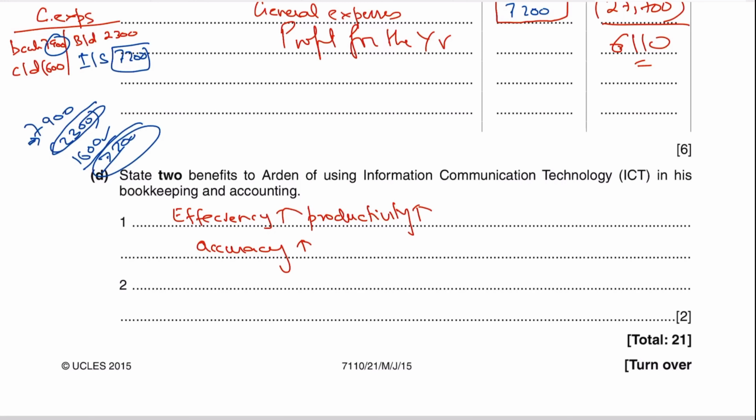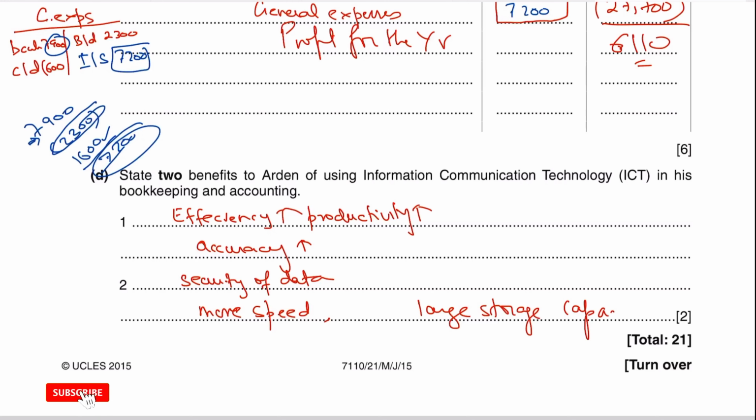Plus there is more security of data, and fewer chances of fraud. Then you have more speed, and then you have large storage capacity. So these are the advantages that you have to express.